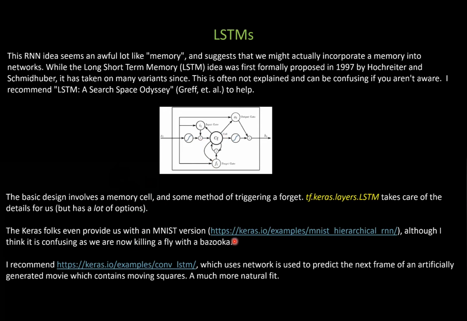There's even an MNIST version of this, which I think is very much overkill because this kind of approach isn't particularly necessary for looking at a single image. However, it's very useful for context, and I think a simple, small network which shows you that in a very powerful way is this example here, which uses it to predict the next frame of an artificially generated movie that has some moving squares. So it actually is starting to recognize the trajectory of squares and remember things. So anyway, I think this is a better example. But these are widely used now in a lot of different architectures where context is important.